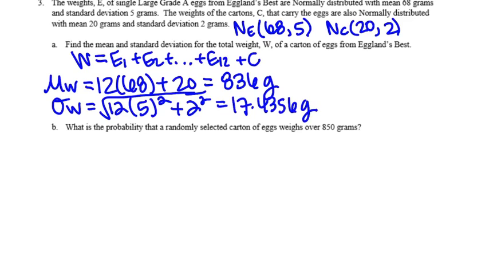Now, that is not equal to 12 times 5 plus 2. So do not do that. You have to think about the variances. So we're adding 5 squared 12 times and then adding in the 2 squared because we're combining 12 eggs plus the carton. So we have to use the rules for addition or sum, the sum rules.